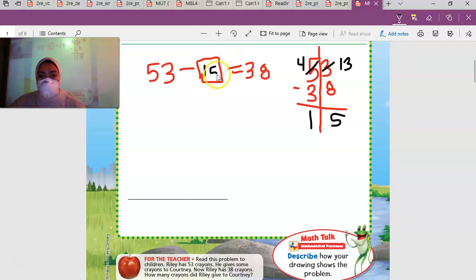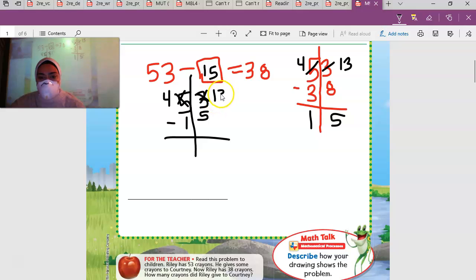Now we're going to check that and make sure it's right. Is 53 take away 15 38? We always have to check our answer. So now I'm going to do it again and I'm going to check my answer. 53 take away 15. Can I take 3 away from 5? No. You have to borrow. 5 becomes a 4, and 3 becomes a 13. 13 take away 5 is 8. And 4 take away 1 is 3.